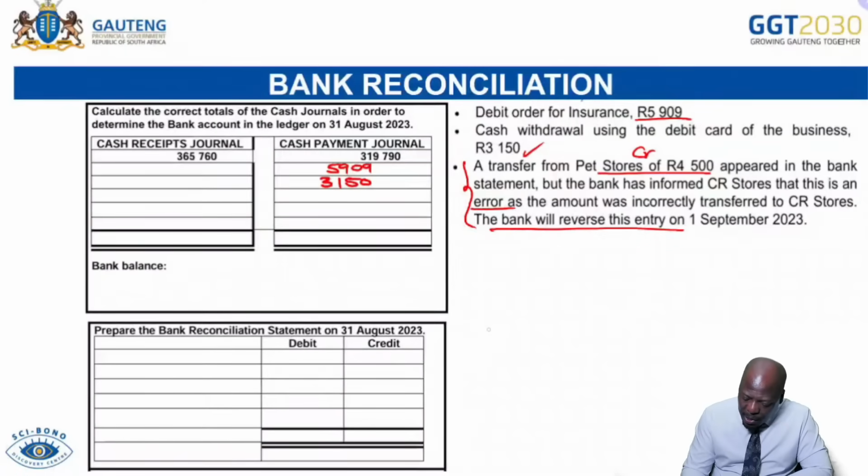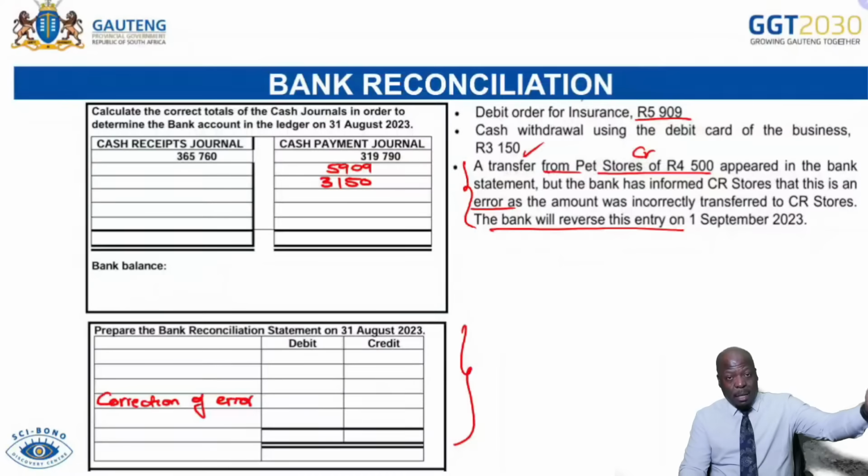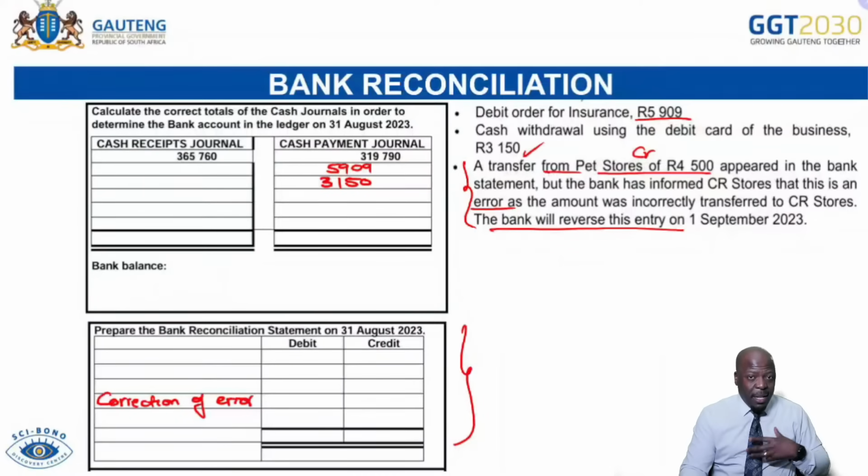So we need to come now. Once we see there's an error, we come to our BRS and we correct the error. So I'm coming here and I'm going to say correction of error. What error had happened? They have made a transfer from pet stores, which is not us. If it's a transfer from another company, they are giving us that money. So once we receive money on the bank statement, it will be credited. So there's an incorrect amount that has been credited on the bank statement. To correct that, you're going to debit the 4.5 over there. And I think we've recorded all the transactions.